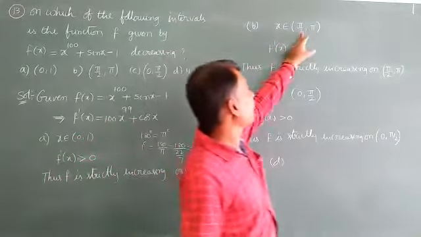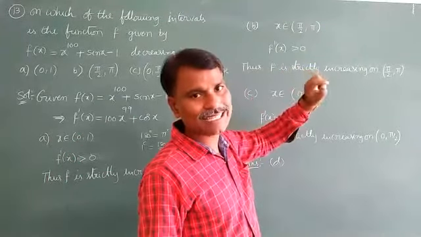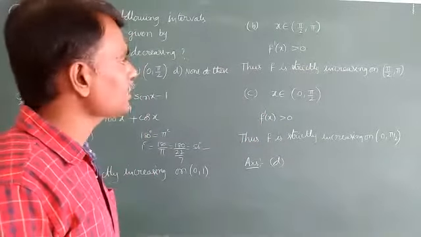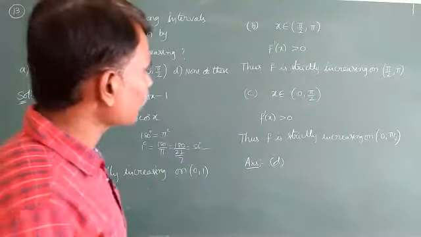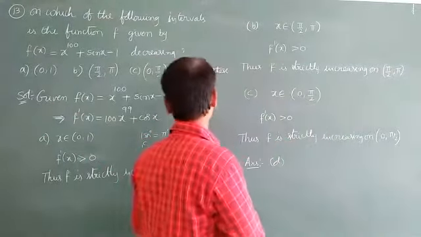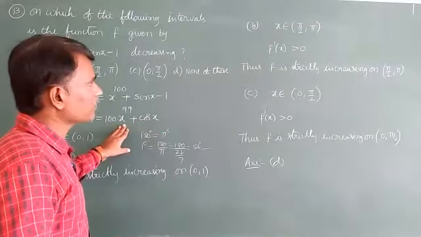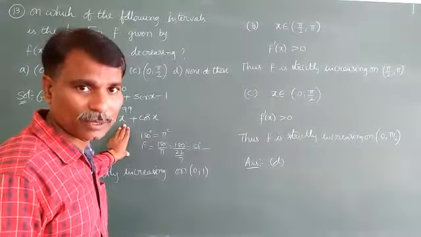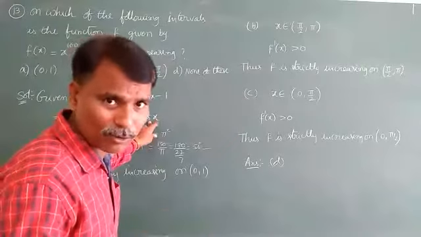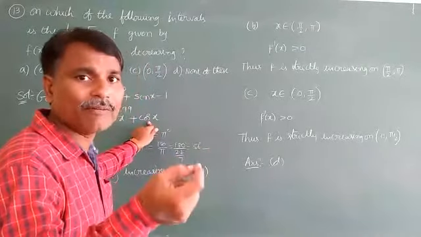Come here, pi by 2, pi. Pi by 2, pi is actually the second quadrant. In the second quadrant, the derivative, we are already getting this one. Pi by 2 means 90 degrees, pi means 180. And this value, cos x, is negative only. But the range is 0 to minus 1. The value is minus 1 only.